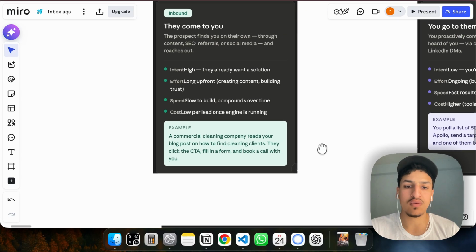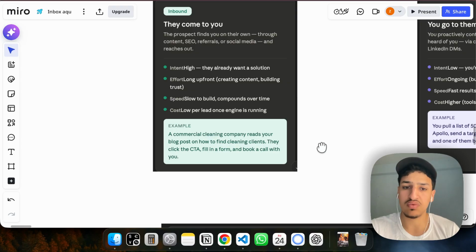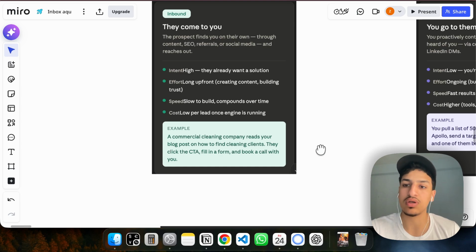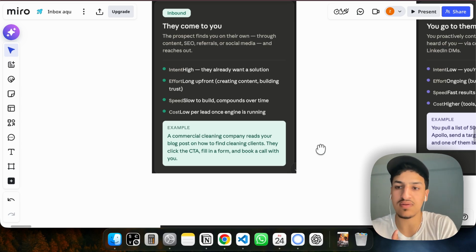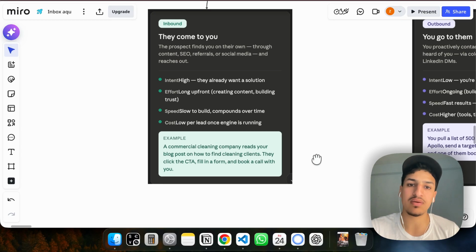For example, for an inbound lead, a commercial cleaning company reads your blog post on how to find cleaning clients. They click the CTA, or call to action, fill in a form, and book a call with you. That's considered an inbound lead, because they saw you, they signed up in a form, they want to be in a call with you, and you offer your services to them. That's the easiest type of prospect to close or to work with, because like I said, they want a solution.